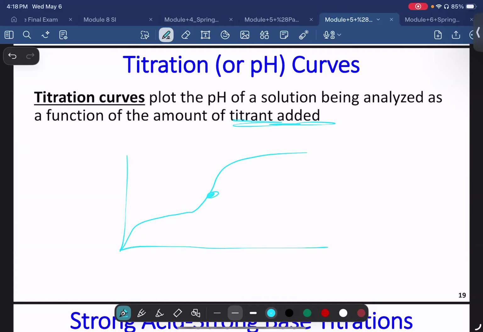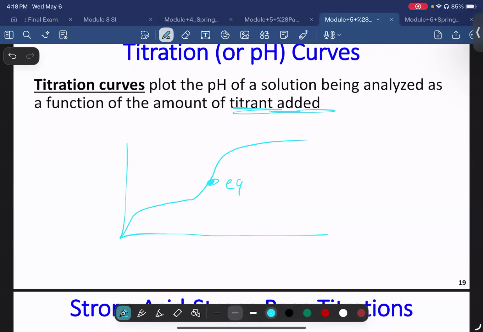So in a weak acid titration, the pH at the equivalence point, so this is the equivalence point, is going to be greater than 7. So let's say this pH here is going to be like 8. That's because at the equivalence point, you're gonna have a conjugate base of a weak acid. So this goes back to the idea of hydrolysis of salts.